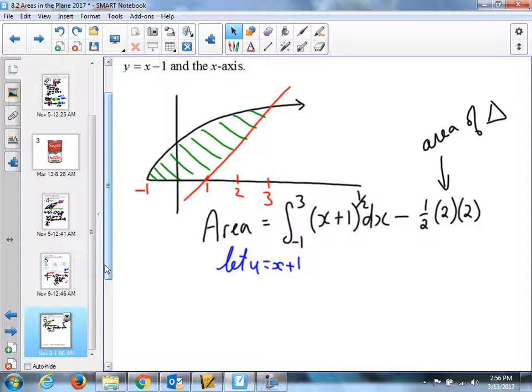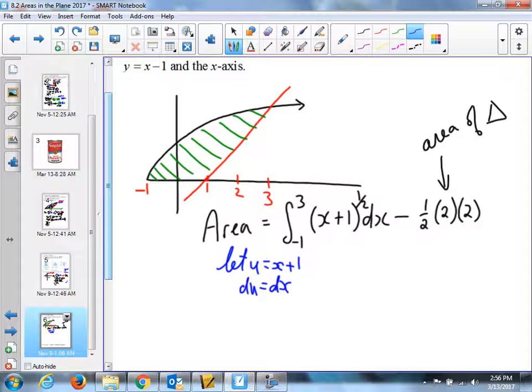X squared over 2 plus x. Not log of that. No. Do it again. You don't have to use substitution, but what is u? If u is this, what's the derivative of that expression? du by dx is equal to 1. du is equal to dx. Yeah. Okay. Yes.